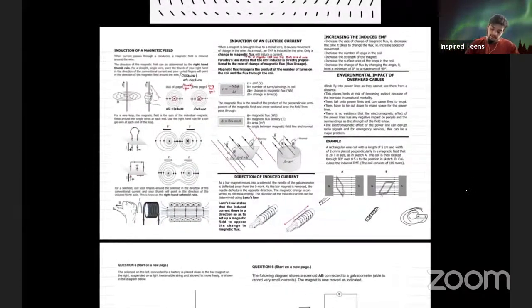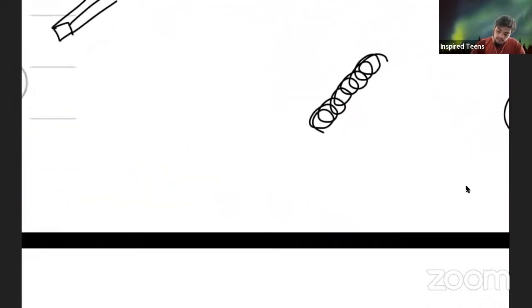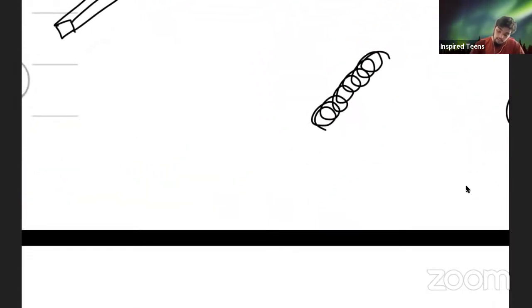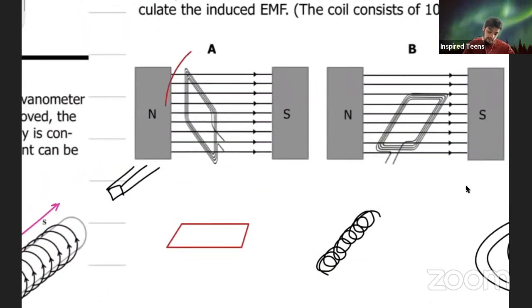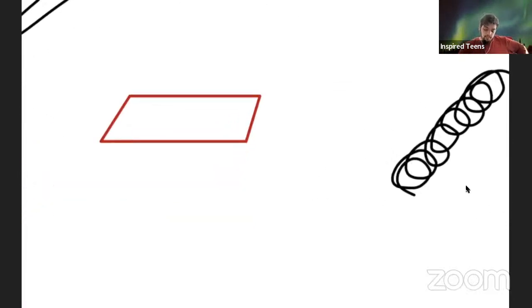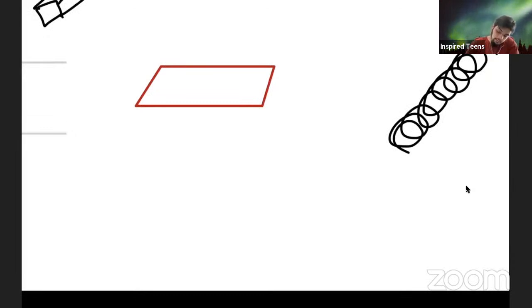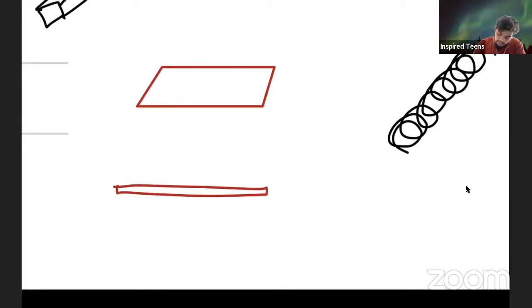Let's have a look. I'm going to draw a 3D version of this and then a 2D version of it. Let's say it's exactly like this, like a coil, a loop of conductive material, or a loop of wire, basically. Now I'm going to draw the front view of this wire. It's going to look something like this.